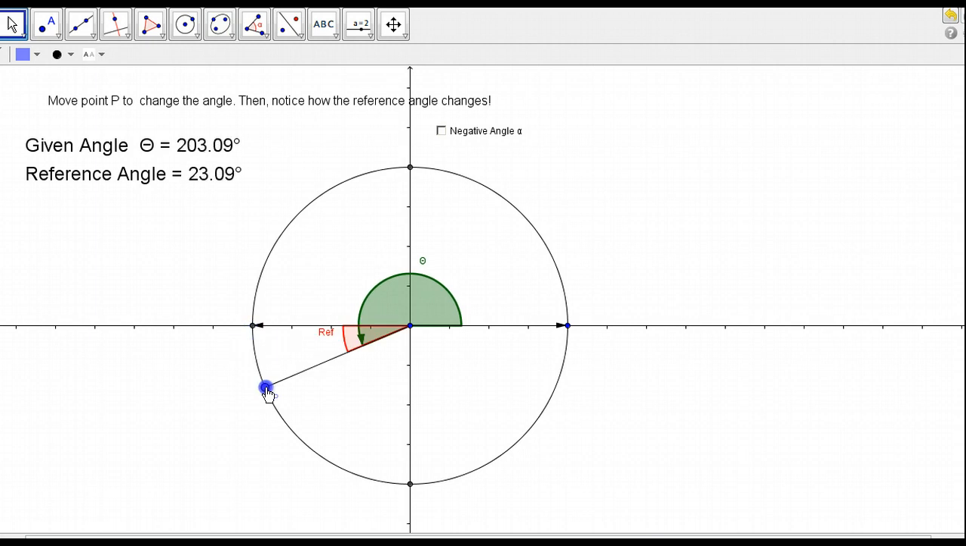Then I'm in the third quadrant, where I'm going a little past 180, right? How far past? Well, if I figure that out, I have to subtract 180 out, and I get to my reference angle. And then here it is in quadrant 4.